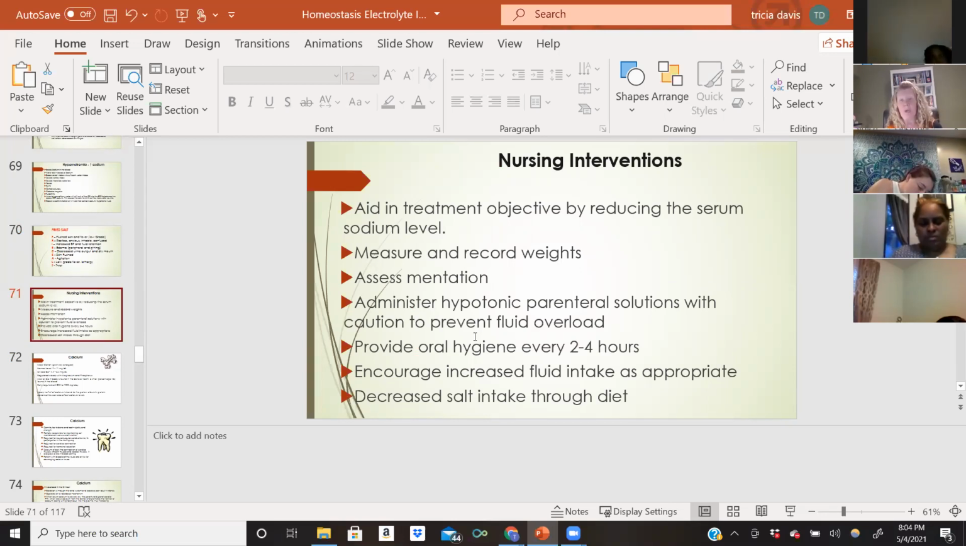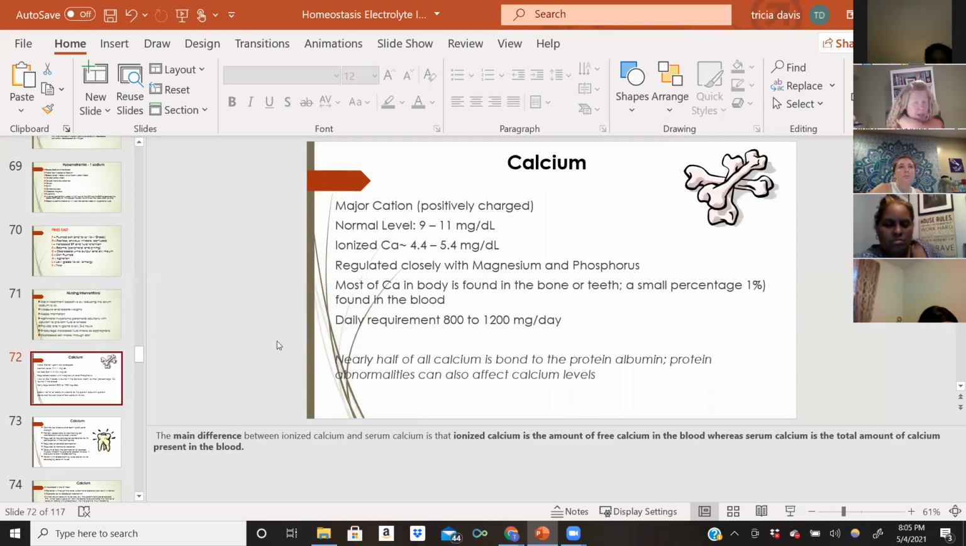Administer hypotonic parenteral solutions with caution to prevent fluid overload. Because again, it's always a balancing act, right? Sometimes we fix something and we cause something else. We're going to provide oral hygiene every 2 to 4 hours for these patients because they're going to have a dry mouth. Remember, we said they're really thirsty. So make sure you are providing good oral hygiene every 2 to 4 hours. Encourage increased fluid intake as appropriate, and then we're going to decrease that salt intake, right? So all the opposite that we did for the last scenario, we're going to do different for this one.